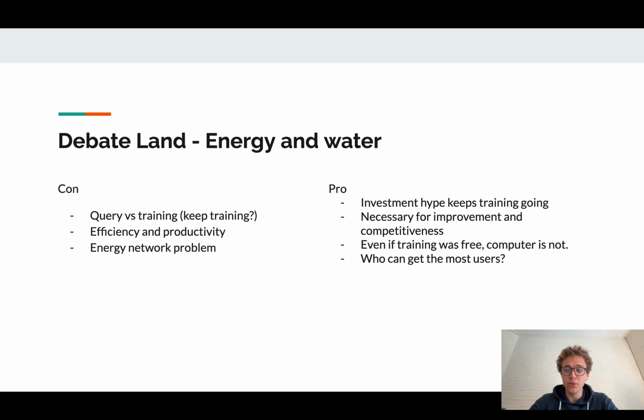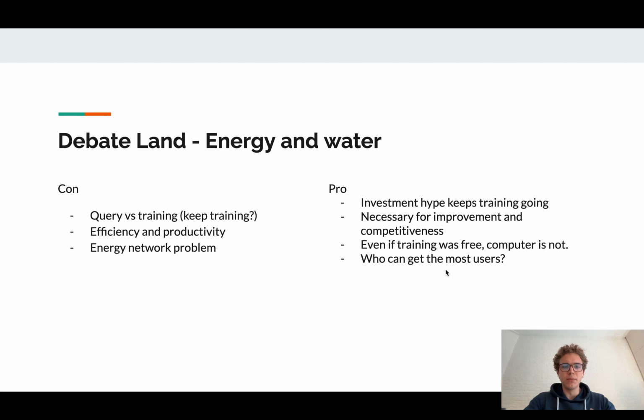I'm going to give you an overview of some of the common arguments and how to mitigate, rebut them, or make them, and also some of my own thoughts on this. First argument is energy and water, because we often hear about these AI systems using a lot of energy and water, and that this has a negative impact on the climate.